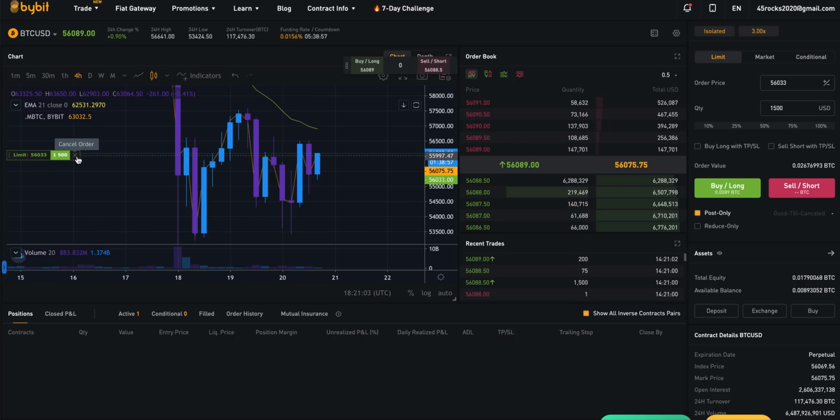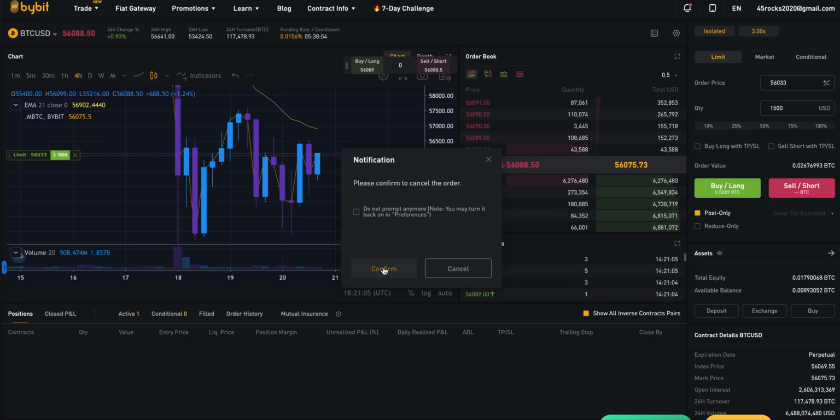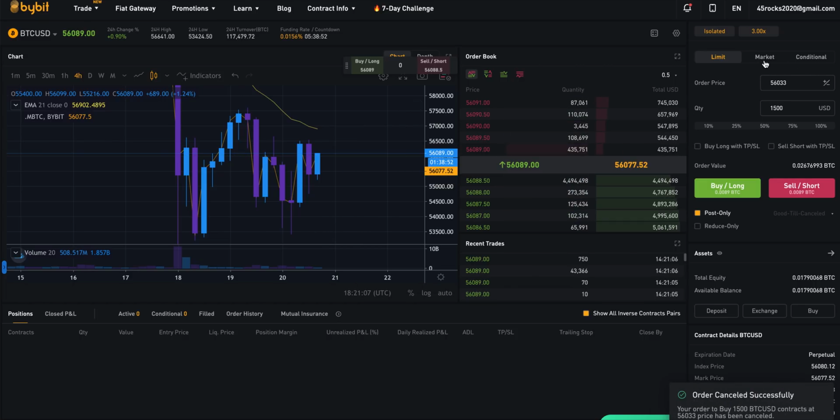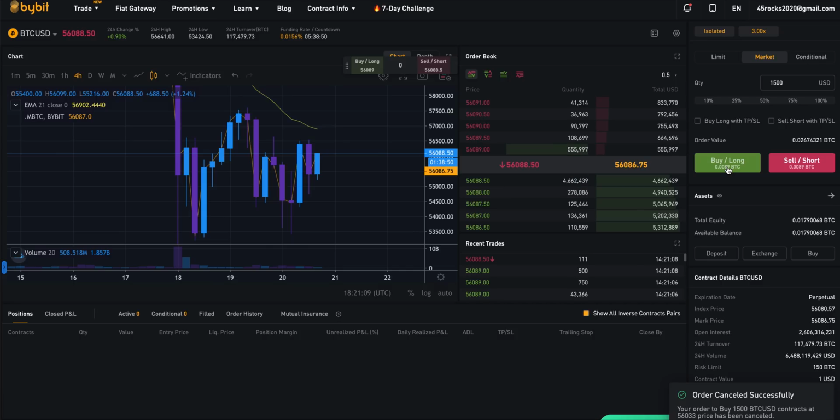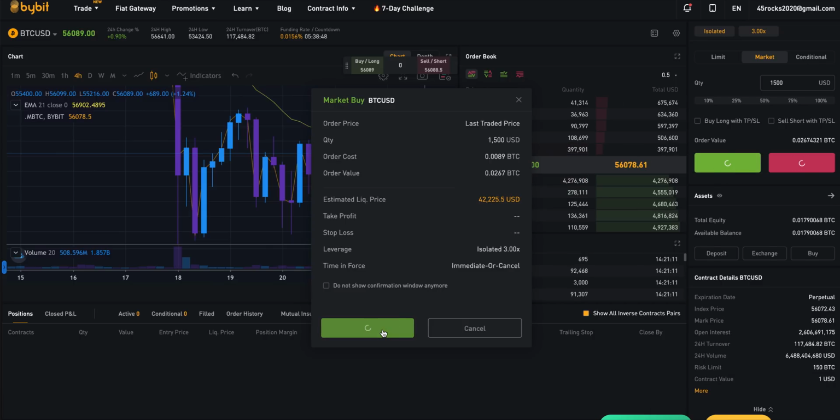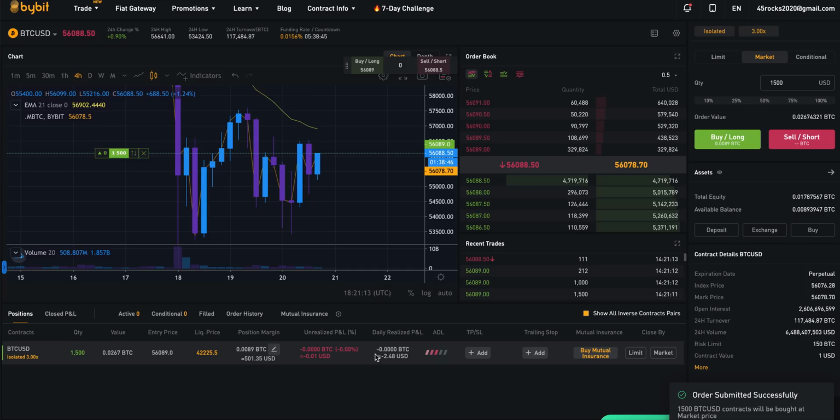So I'll show you a market order. I'll do the same market order. I'm going to go ahead and buy long. And you can see that right away I got charged $2.48 for this market order. Okay, so that's the difference between a limit order and a market order.